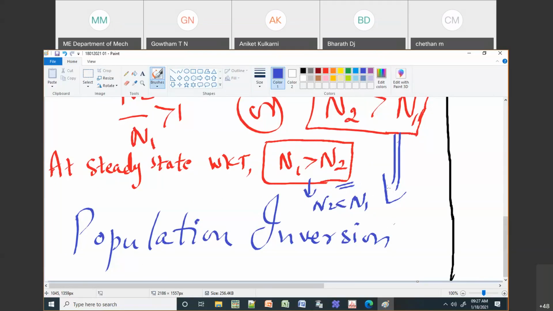Population inversion refers to a state where the population of the excited state is more than the population of the ground state. This is the first condition for laser action. If you want to have a very good laser, then you should have population inversion. So this is the first condition.